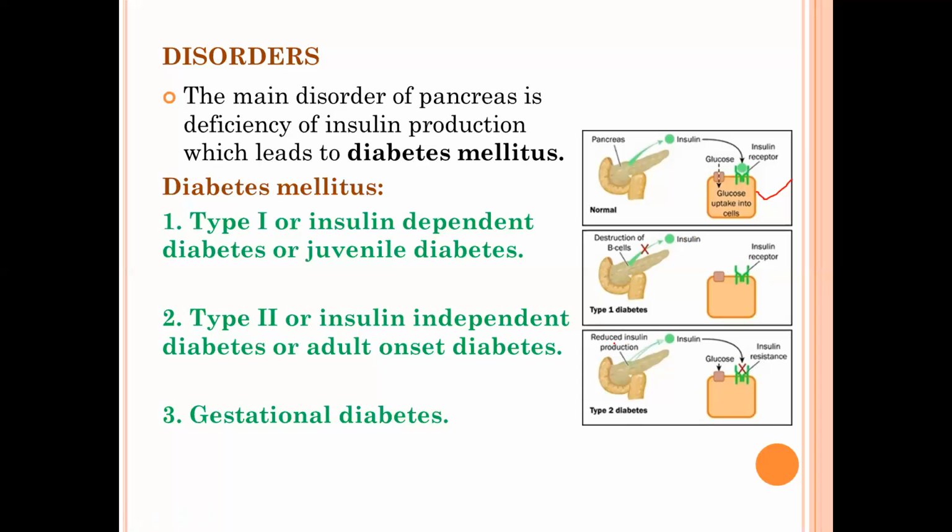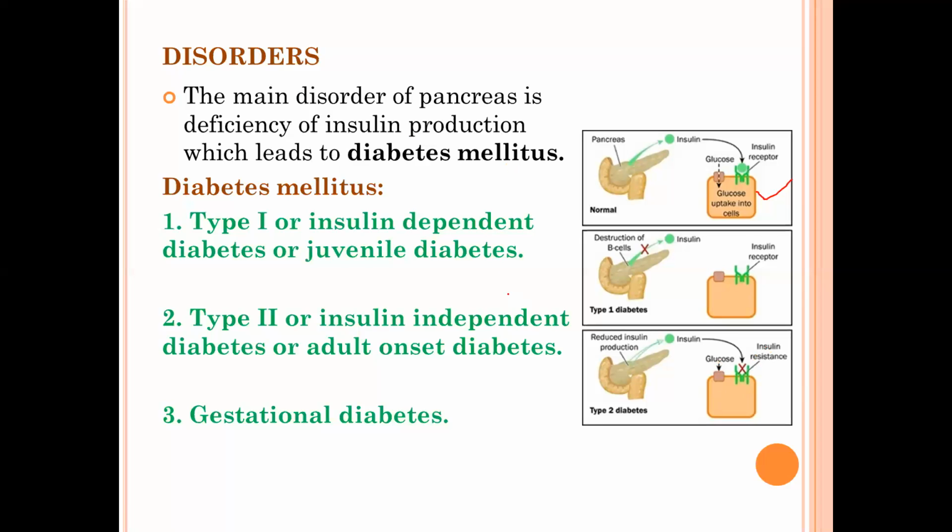But what happens in type 2? Insulin production is there, but it is reduced. The number of beta cells is less. The problem here is that the insulin which is produced is not sufficient to bind to the receptor, so the receptor becomes insulin resistant. As the receptor becomes insulin resistant, it will not make the cells take up glucose. So in these two cases, the glucose levels in our blood will increase. That is what is called diabetes. Diabetes is nothing but an increase in the levels of glucose in our blood.